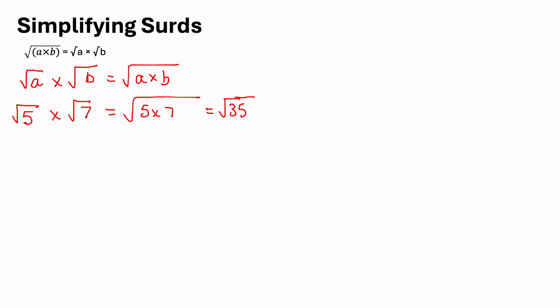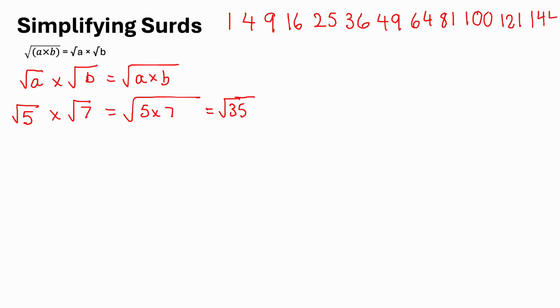Sometimes you might be asked to simplify a surd. And when it comes to simplifying surds, it is very important that you know your square numbers. So let's list out our square numbers. So you have 1, 4, 9, 16, 25, 36, 49, 64, 81, 100, 121, and 144.